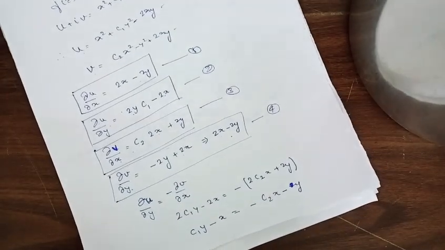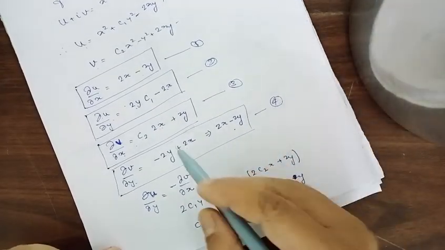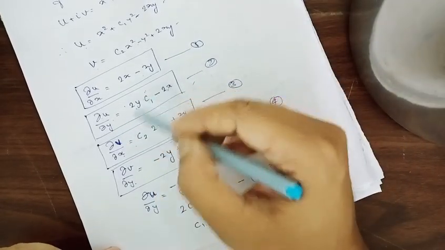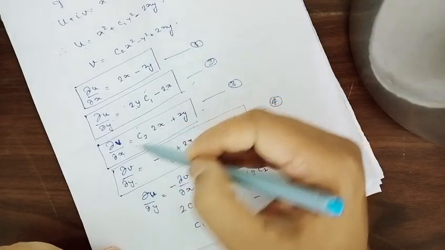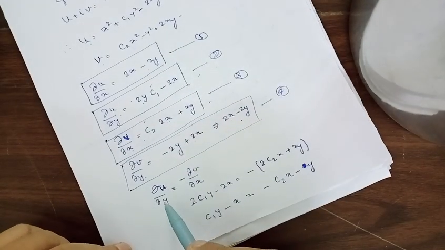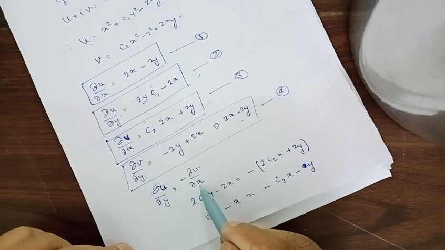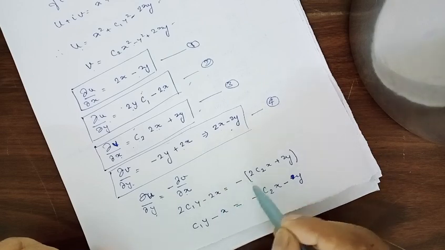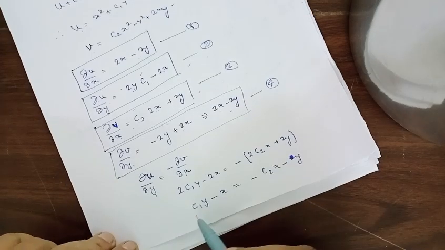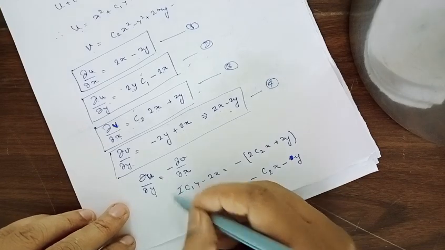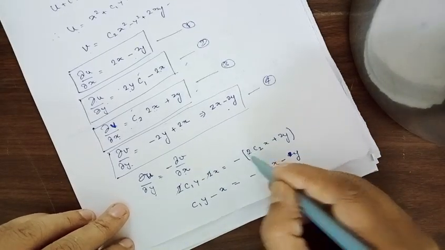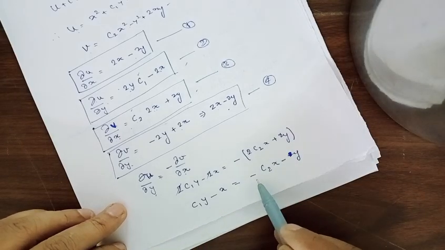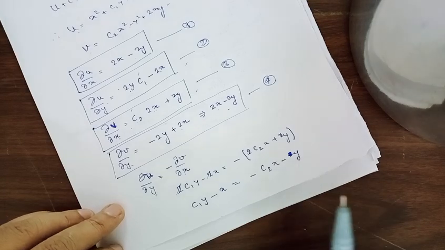Now we want to calculate the values of c1 and c2. So where are c1 and c2? In equations 2 and 3. The dou u by dou y term has c1, and the dou v by dou x term has c2, so you compare them. According to the CR equations, dou u by dou y equals minus dou v by dou x. So you write c1 into 2y minus 2x equal to minus of 2c2x plus 2y. You cancel the common 2, and the remaining terms are c1y minus x equal to minus of c2x plus y.